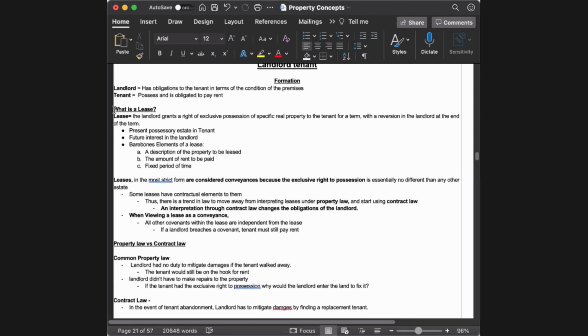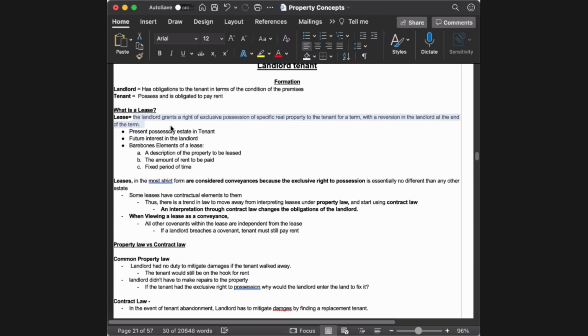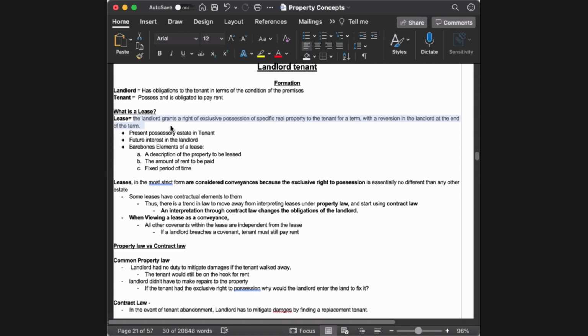But we'll start off with essentially, what is a lease? A lease is a device where the landlord grants a right of exclusive possession of a specific real property to a tenant for a specific term, with a reversion in the landlord at the end of the term. This definition is accurate, but it also sounds like it might be some sort of real conveyance. It is a term of years or a periodic term conveyance in a way, but there's a very, very strong reversion in the landlord.